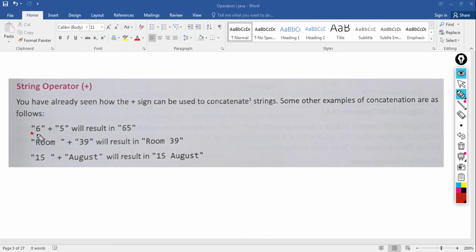So you see, when you write 6 within double quotes, that means it is not an integer literal anymore. Remember, it is not an integer literal anymore. When 6 or any number is written within double quotes, it becomes a string literal. Similarly, if I write this 5 inside double quotes, this 5 is not an integer literal anymore.